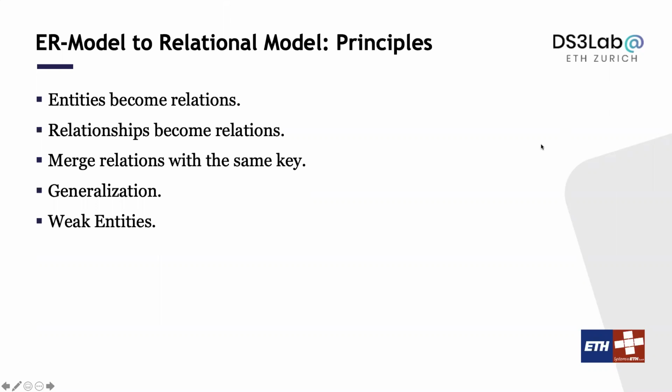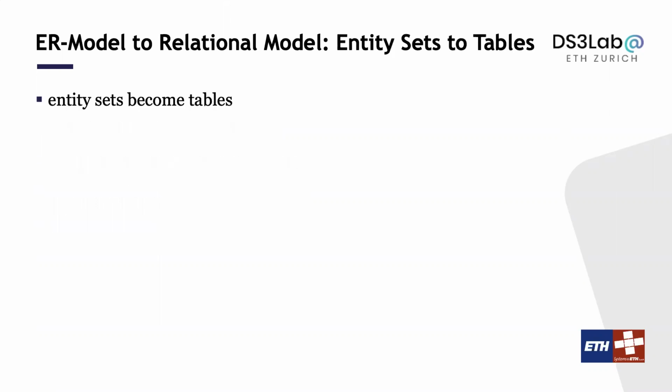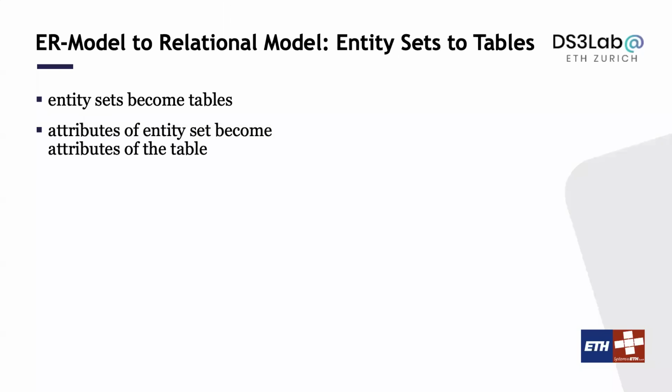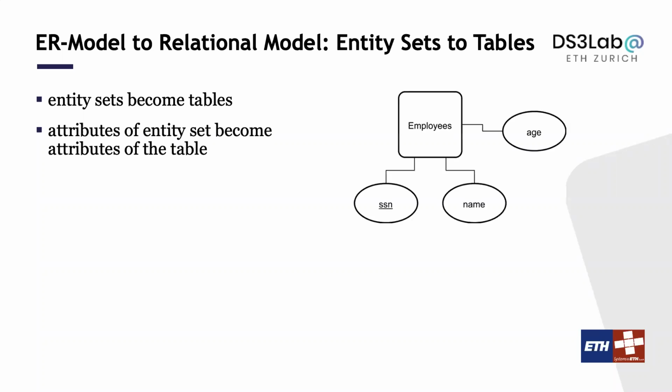Okay, cool. So let's try to apply these principles. First thing is for the entity sets in your ER model, they become tables or relations. And the attributes of the entity set in the ER model become attributes of the table or relation.